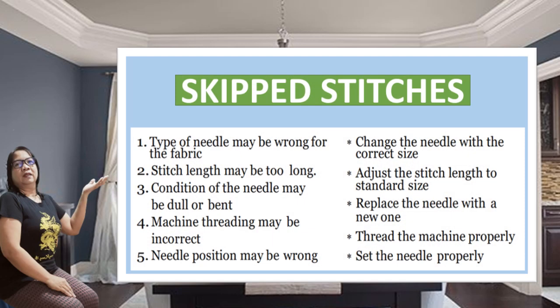Skip stitches. Number 1. Type of needle may be wrong for the fabric. Change the needle with the correct size. Number 2. Stitch length may be too long. Adjust the stitch length to standard size. Number 3. Condition of the needle may be dull or bent. Replace the needle with a new one. Number 4. Machine threading may be incorrect. Thread the machine properly. Number 5. Needle position may be wrong. Set the needle properly.